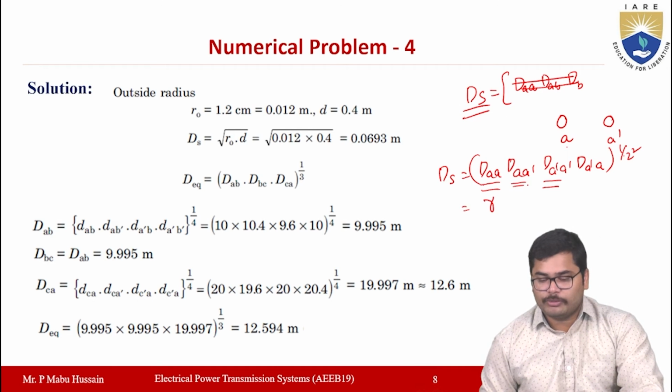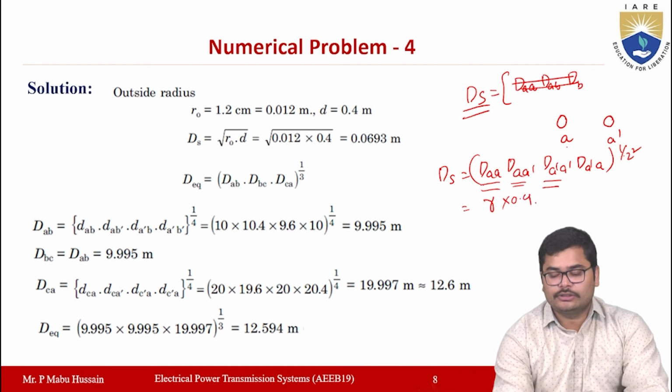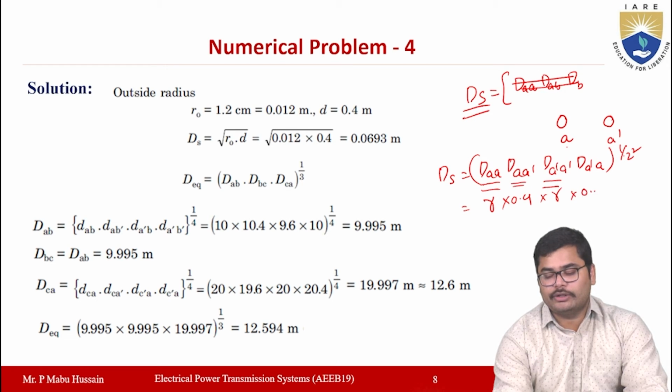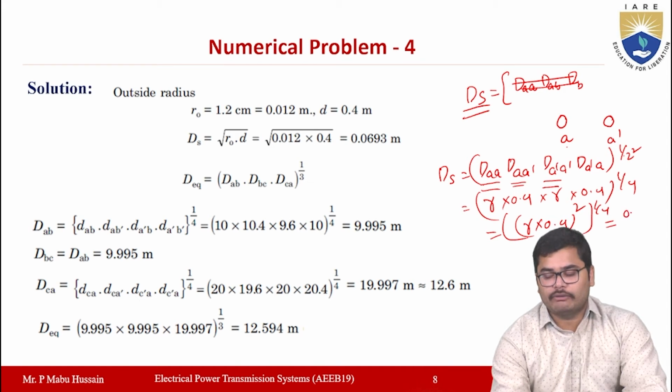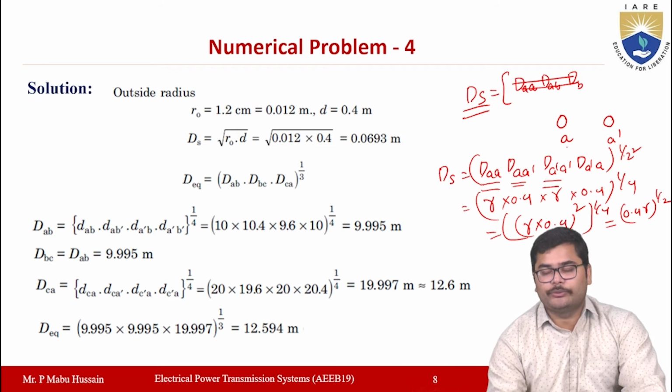So that 0.4 meters you can substitute here. So now a dash will be r again, a to a dash is 0.4 again, whole to the power of 1 by 4. So this value is equal to (r · 0.4)^2 whole to the power of 1 by 4, you will get. So this value again will be equal to (0.4 · r)^(1/2).